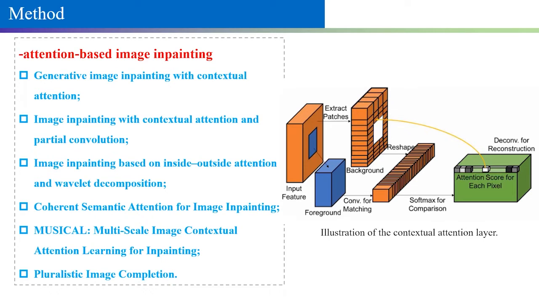Firstly, we use convolution to compute the matching score of foreground patches with background patches as convolutional filters. Then we apply softmax to get the attention score for each pixel. Finally, we reconstruct foreground patches with background patches by performing deconvolution on the attention score.